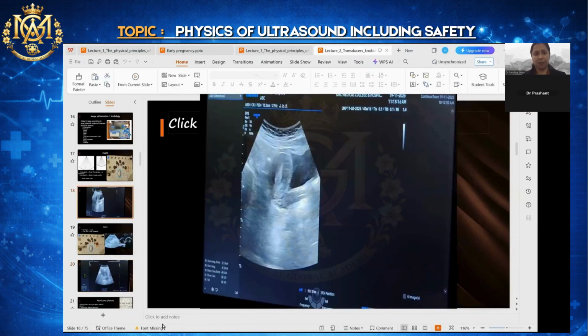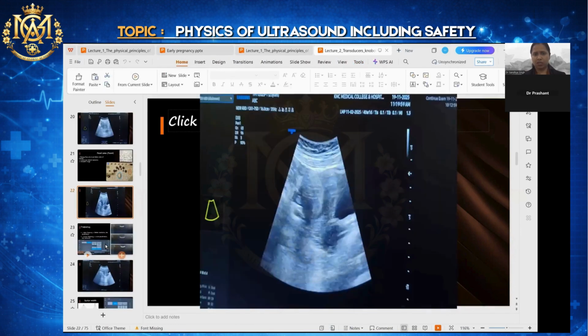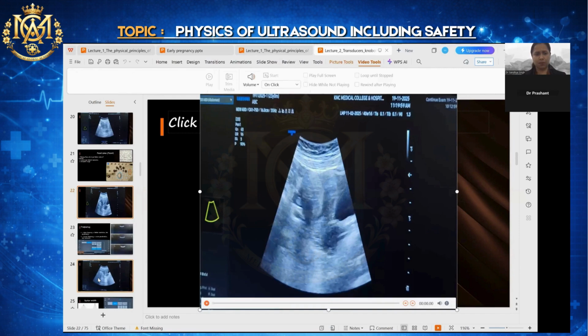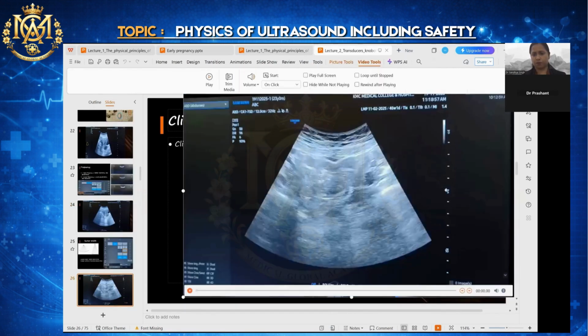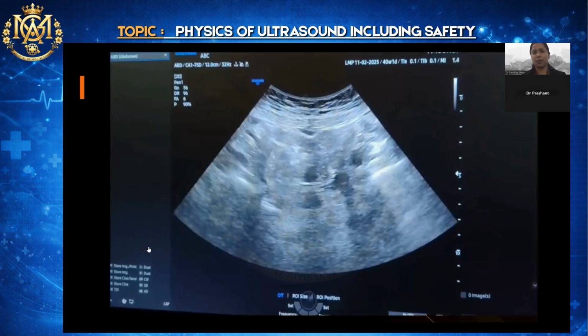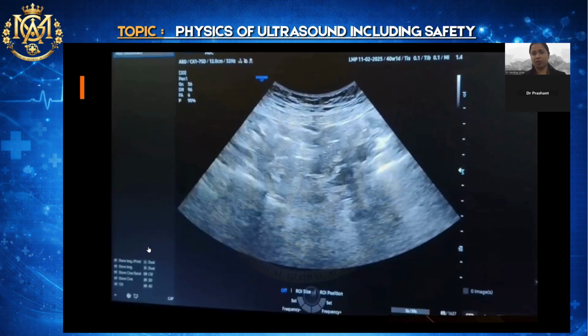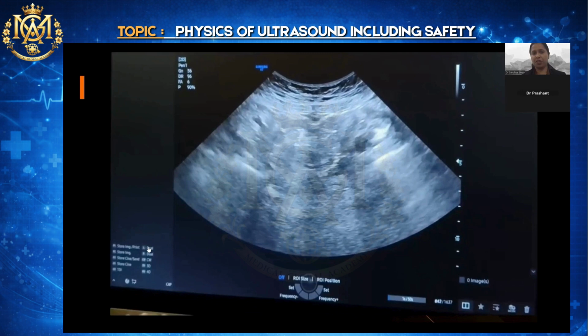Now, next is the depth. This is the depth. One second, I'll show you. Yeah, let's look at this. This is frequency. See, this is what I'm playing with. This is the sector width. Sector width. We are increasing, we are decreasing.